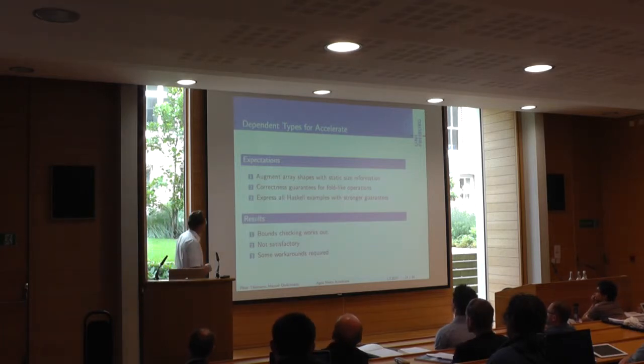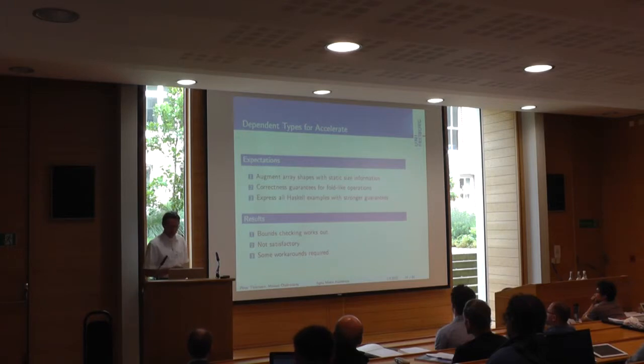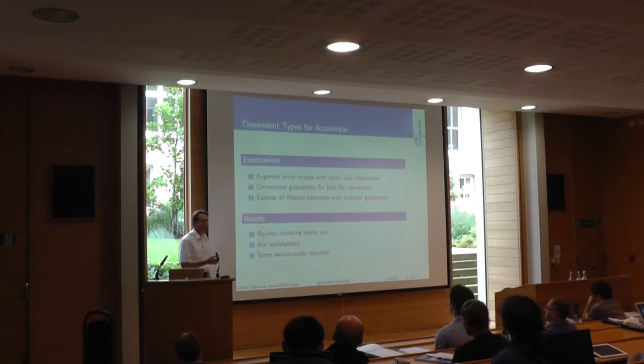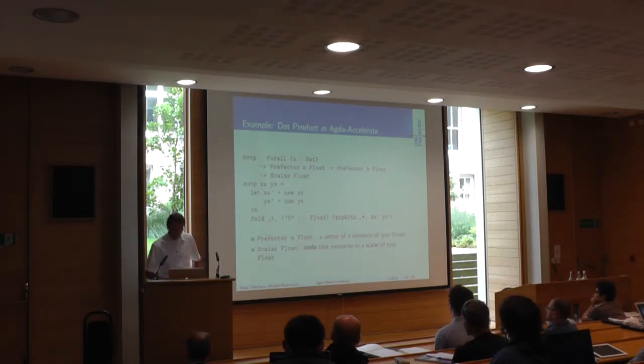Unfortunately, not all of that really works out. One thing that works nicely is the bounds checking, which works out really well, with some maybe surprises, we'll see. Then the correctness guarantees for code-lifting operations that we were after didn't work out at all, but maybe some of you have a good reason why this can't work, or a workaround to suggest. And then we found out that using the straightforward encodings, we couldn't even express all the Haskell examples. And if time permits, I'll also show you some of that.